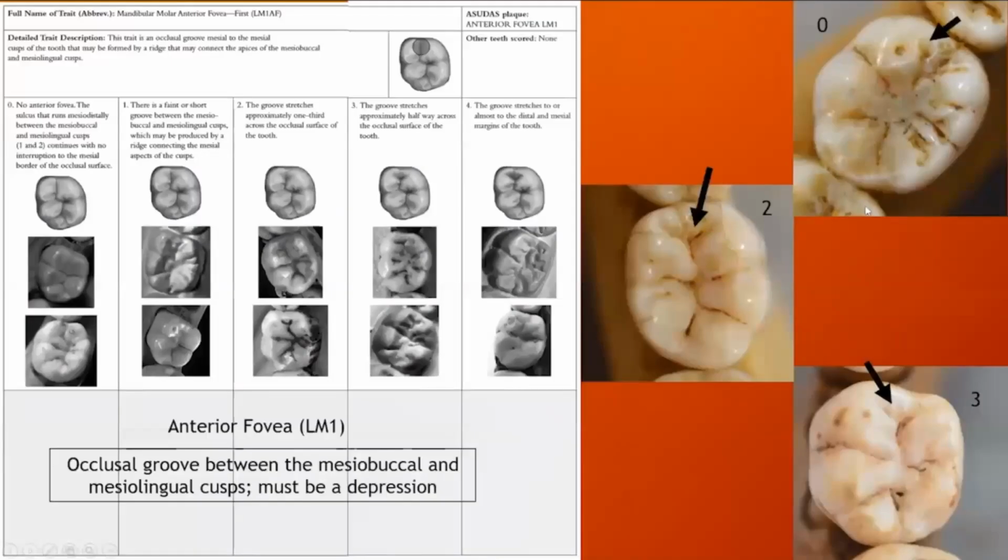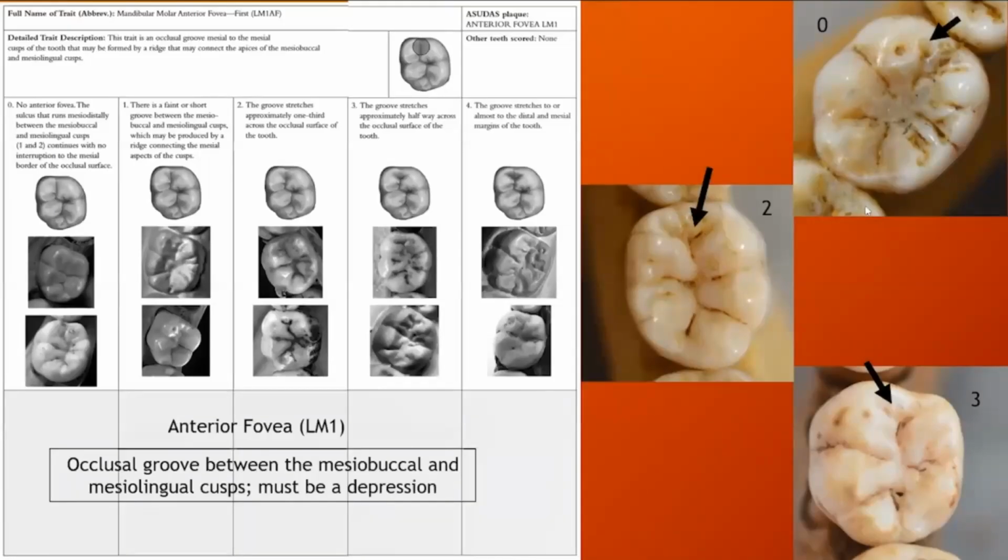All right. So we are going to look at two more traits on this occlusal surface of the mandibular molars. And the first of those is the anterior fovea. And this is only scored on that first mandibular molar. And part of why this is that this trait occurs less frequently on the first molar, but occurs very, very frequently on the second and third molars, to the point that it's not particularly helpful to score on those teeth.